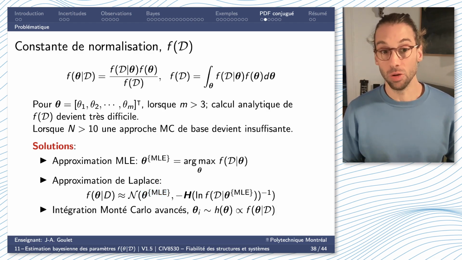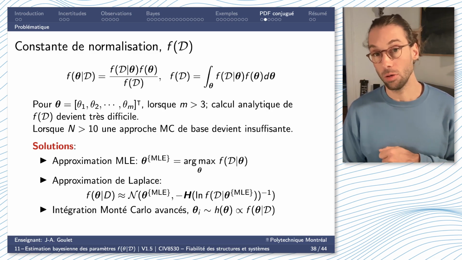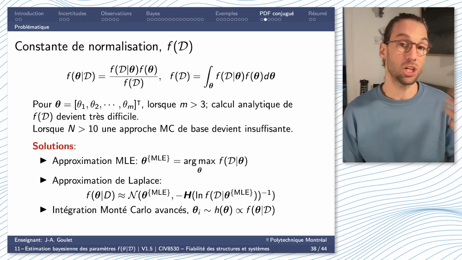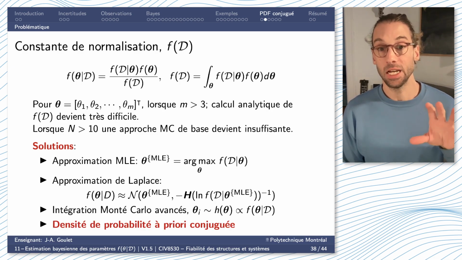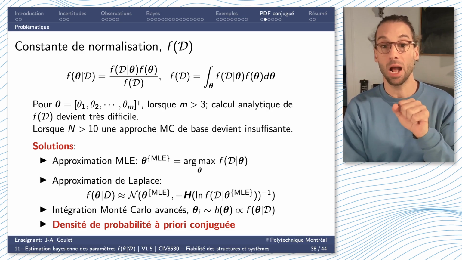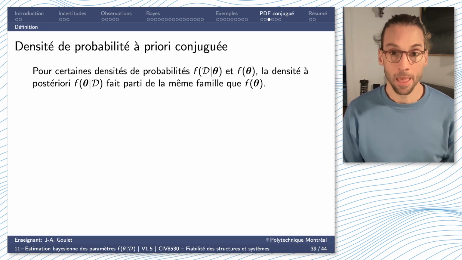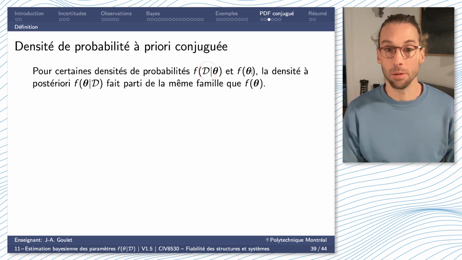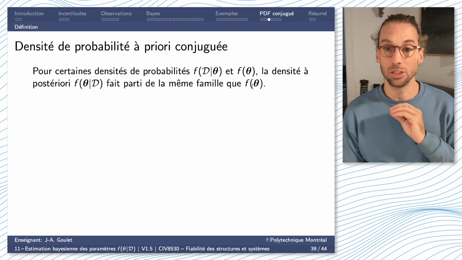And finally, we can do advanced Monte Carlo sampling that we're not going to cover in this module, but that can be done using Markov chain Monte Carlo, namely the Hamiltonian Monte Carlo method, which would allow us to sample our posterior with much higher efficiency. But the other trick we're going to see here is one that is super cheap and very practical, namely the conjugate prior. So what is a conjugate prior? For some couples of likelihood and prior, the posterior is part of the same family as the prior.